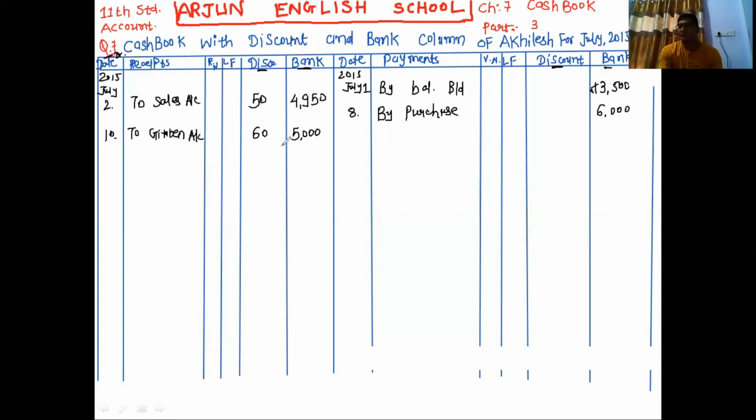Then after, date 15, check of 7,000 issued to Aradhna. Here we issued the check, meaning our bank balance decreased, so we have to write down on the credit side by Aradhana.